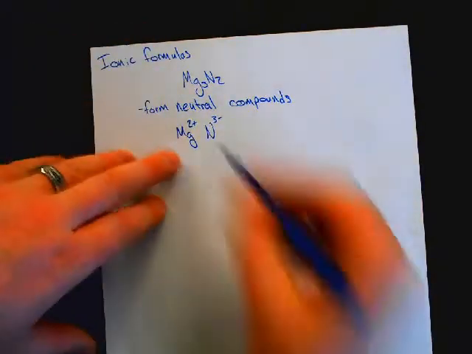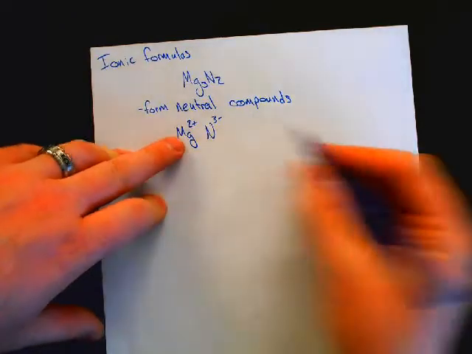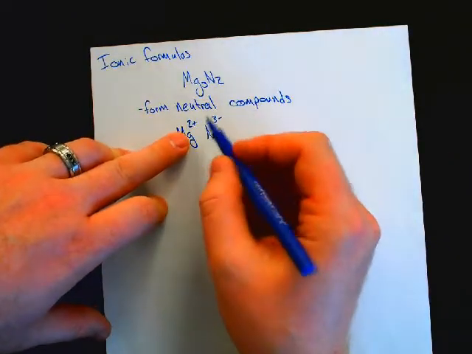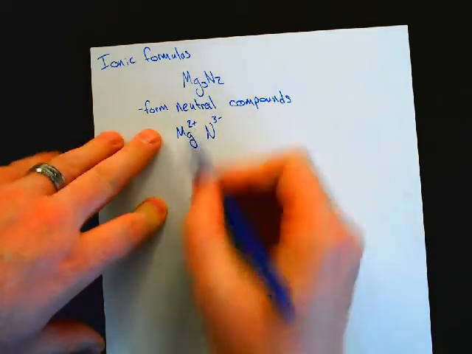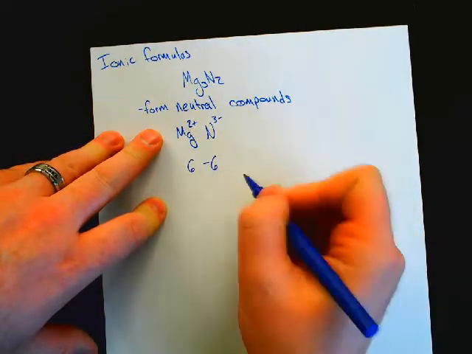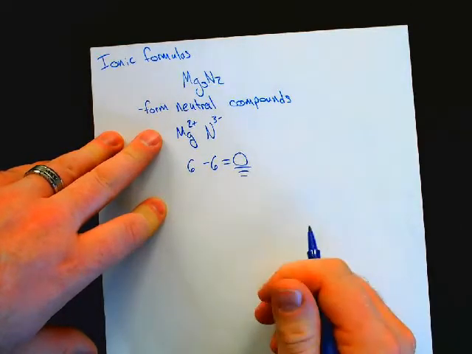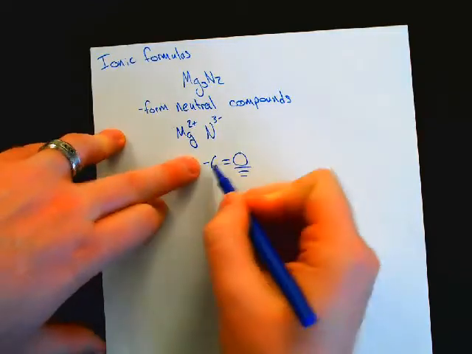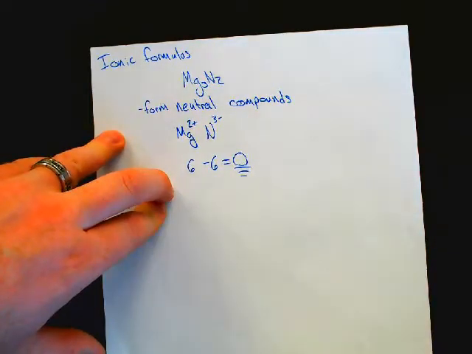All right, so we're trying to get to a neutral charge. Best way to think about it, what's the least common multiple of 2 and 3? 6. So that means I need a total of 6 positive charge and 6 negative charge, because that would show that I have a neutral compound that has 0 charge. 6 positive charge, 6 negative charge gives me 0 total charge. Good with that math? 6 minus 6 is 0?